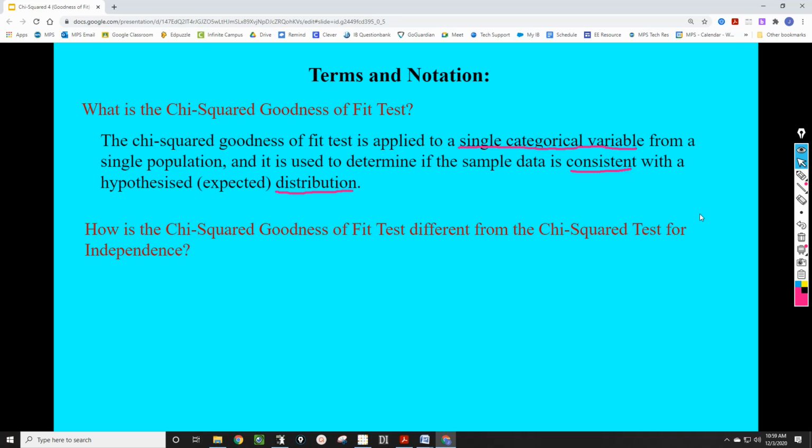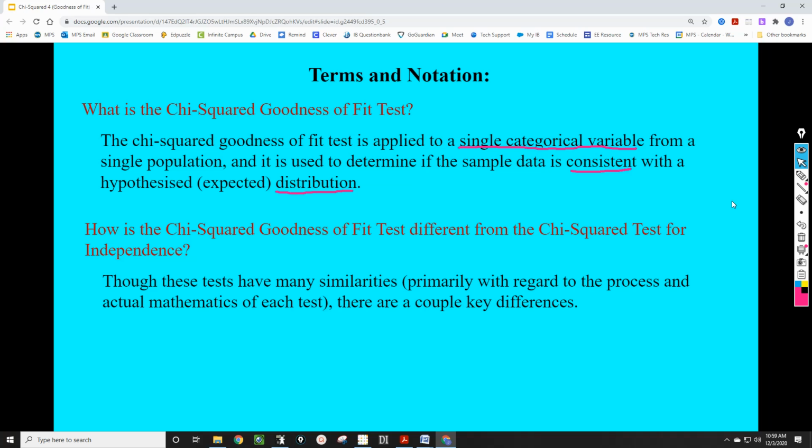So how is the chi-squared goodness of fit test different from a chi-squared test for independence? Well, they do have certain similarities. In fact, both of them are going to use chi-squared, and the math involved in finding chi-squared is essentially the same for both of them. A lot of the variables are the same, but there are a couple key differences.